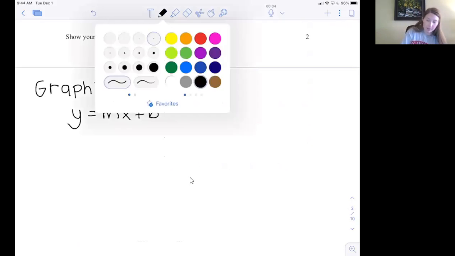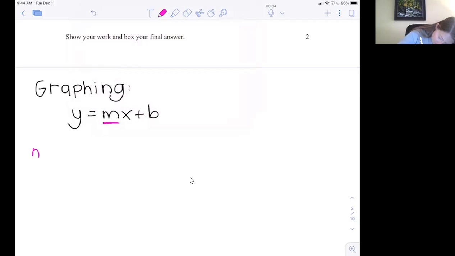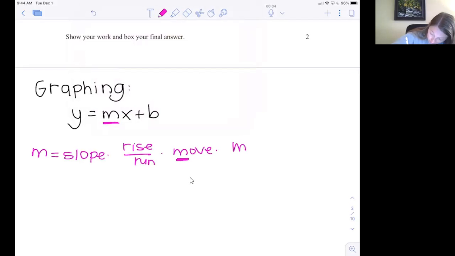So when I have it in this form, my m is my slope. And remember, slope is rise over run. You can remember it's how we move, which is how I remember the m. Slope is how we move. And a formula for it, if needed, we don't need it in this case, but it's y2 minus y1 divided by x2 minus x1.